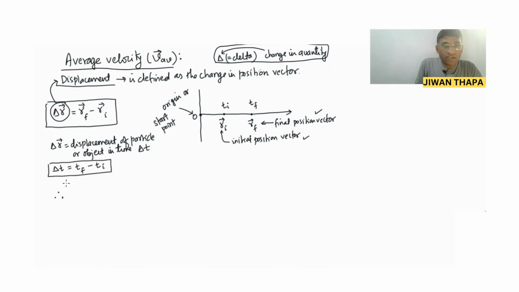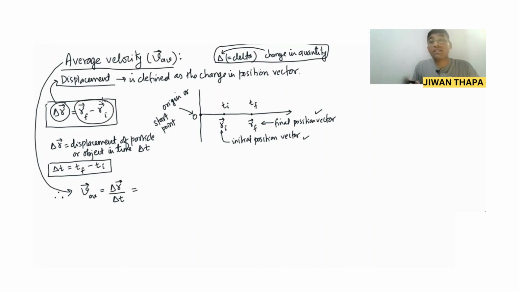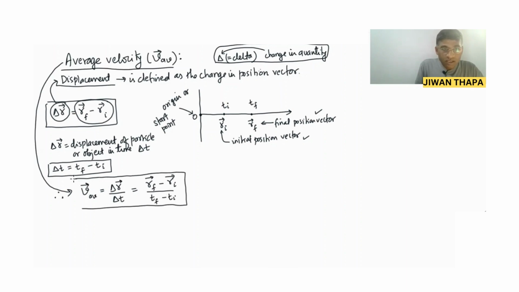Therefore average velocity, so we denote it by this symbol v average, average velocity. So this equals displacement vector delta r vector by delta t, and we know displacement vector can be written as the difference in or change in position vector. So we can write final position vector minus initial position vector, and delta t equals tf minus ti. So this expression gives the mathematical form of average velocity.